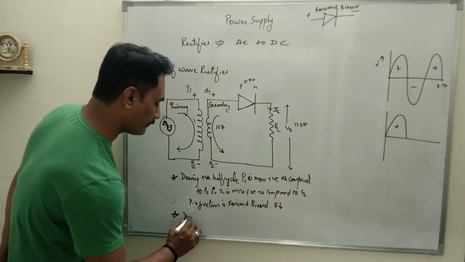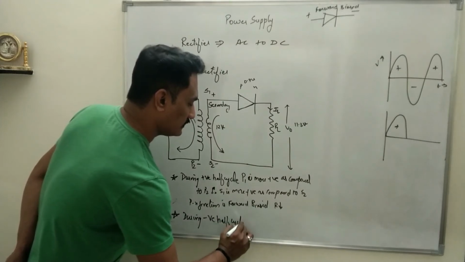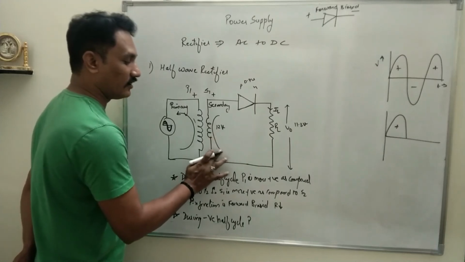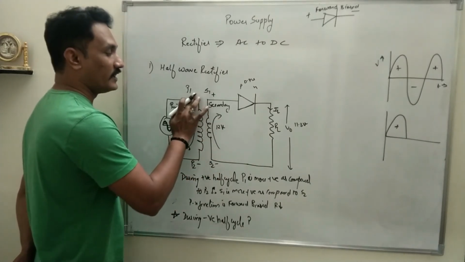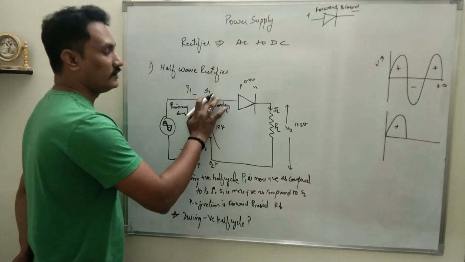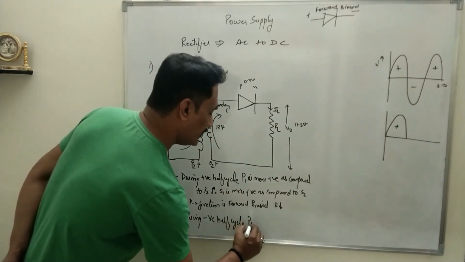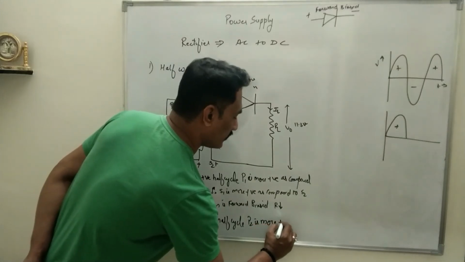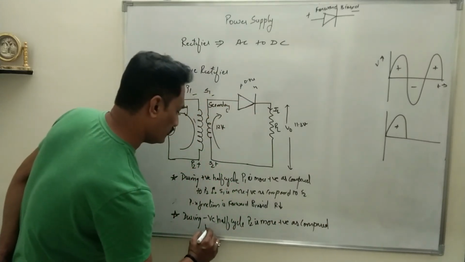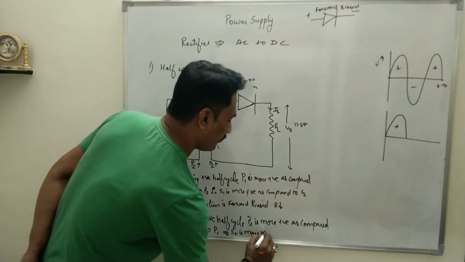So during the negative half cycle, the direction of current will change. Now P2 will be more positive as compared to P1, and S2 will be more positive as compared to S1. So during the negative half cycle, P2 is more positive as compared to P1, and S2 is more positive.